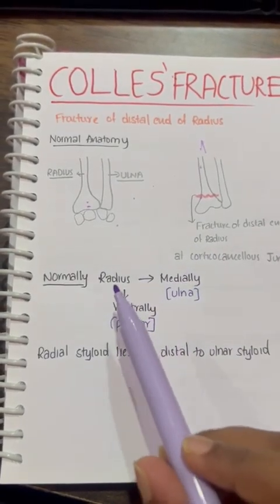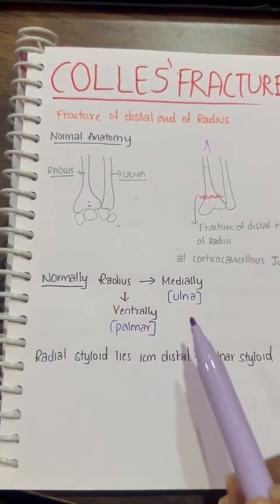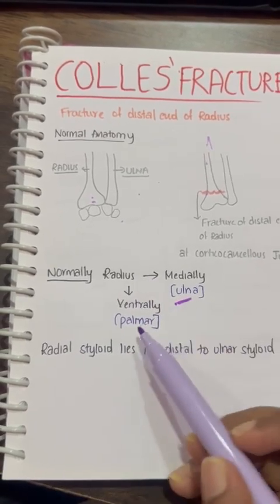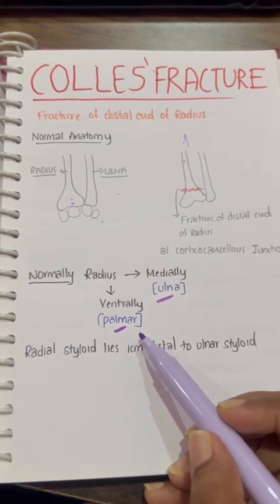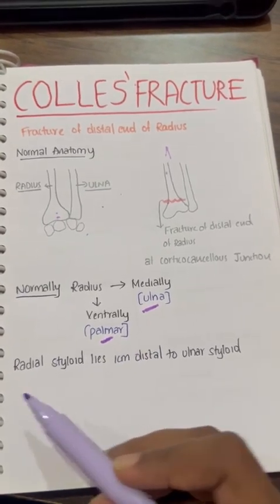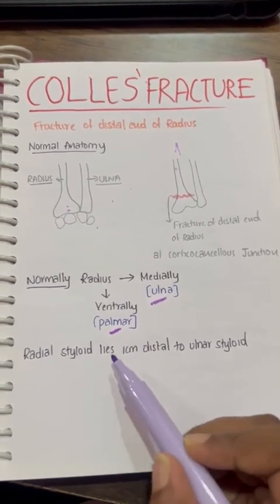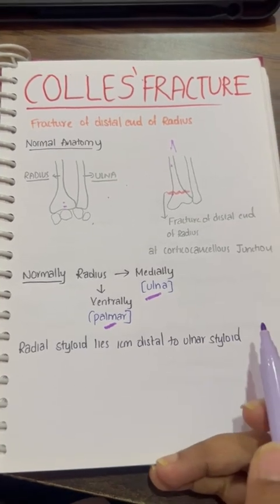Normally the radius is slightly tilted towards the medial side, that is towards the ulna, and also ventrally, that is towards the palmar aspect of the hand. And one more point, the radial styloid lies 1 centimeter distal to the ulnar styloid.